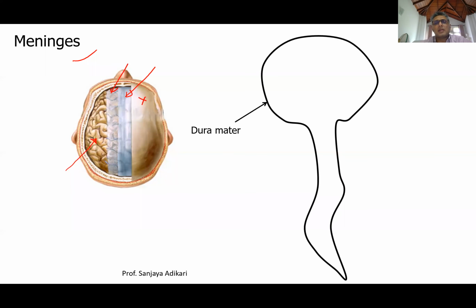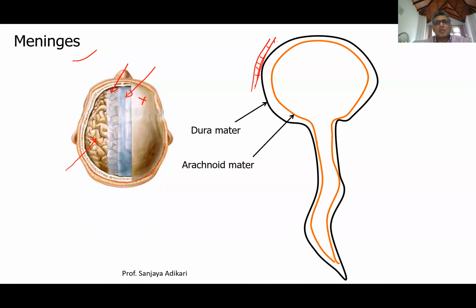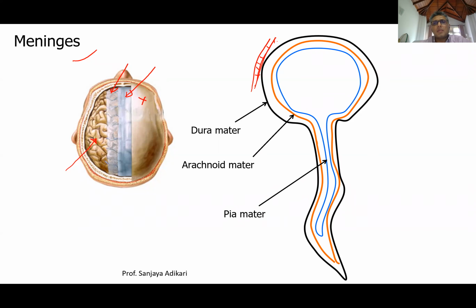If this is the brain and the spinal cord, dura mater is the outermost layer. If you draw the vault of the skull, it will be like this, outside. Deep to the dura mater, you get the arachnoid mater. Then further deeply, you get the pia mater, and this pia mater is on the surface of the brain and the spinal cord both. If you want to separate it from the brain or the spinal cord, you will have to tear it from the surface of the central nervous system.